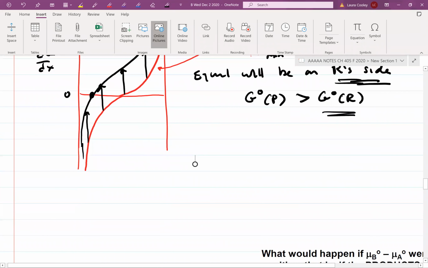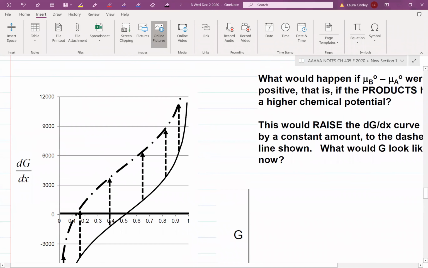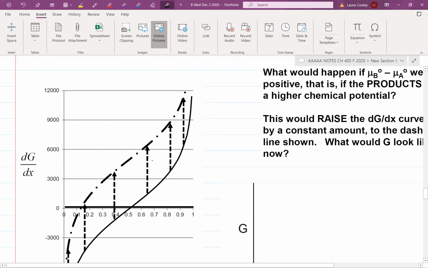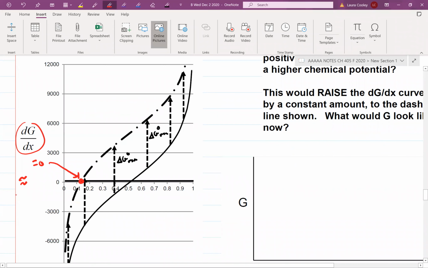Okay, so the next set of graphs shows you this. So this is exactly what I just did. It says, okay, I'm adding this constant. This is delta G0 being added here at every point. And you could see that the new crossing point of the 0, this is where the thing that's being plotted, which is dG/dx, is equal to 0, is over here. And the way I've drawn it, it's about x equals 0.13 or so. So it's not at 0.5 anymore.